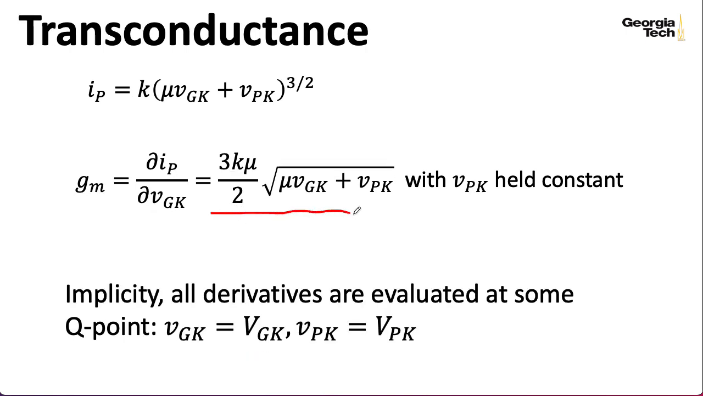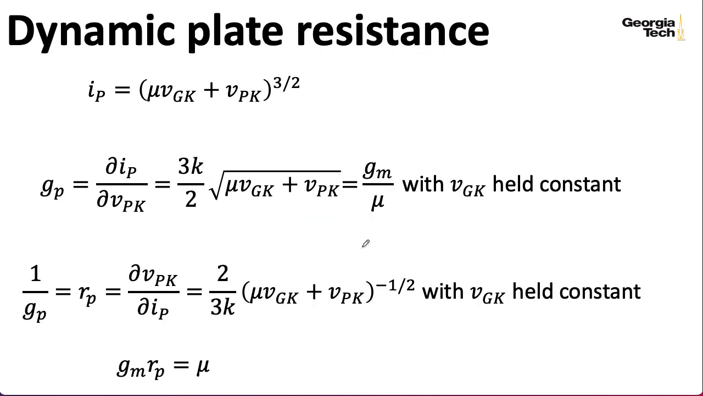Now, if you go back and look at this expression for the transconductance, you'll see the only difference between this and the plate conductance is this factor of mu. So we can write the plate conductance as the transconductance divided by mu, or in terms of the plate resistance, we can say that mu is the transconductance times the plate resistance. I want to emphasize that this plate resistance is a dynamic quantity that's part of our small signal model. It doesn't, for instance, represent the resistance of the wire inside the tube that's connecting the outside of the tube to the plate itself or something like that.